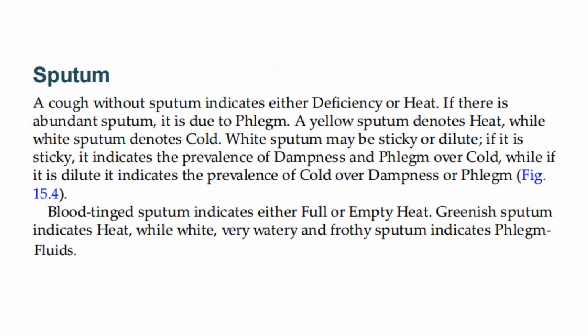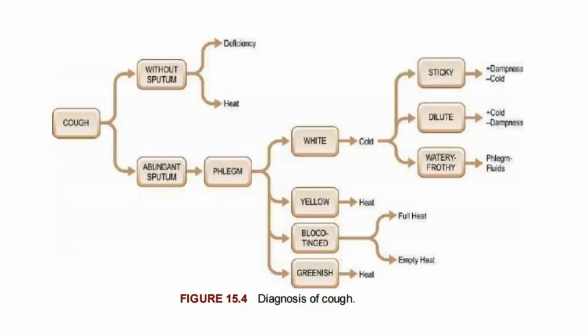Blood-tinged sputum indicates either full or empty heat. Greenish sputum indicates heat, while white, very watery, and frothy sputum indicates phlegm fluids. So here we have the diagnosis of cough.